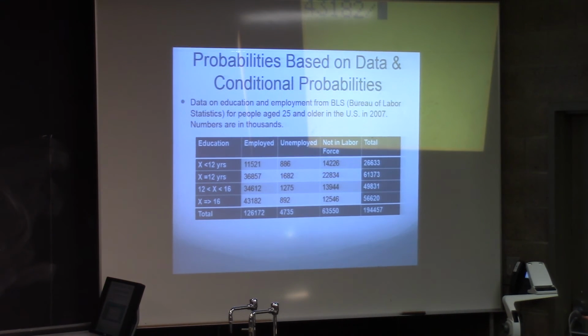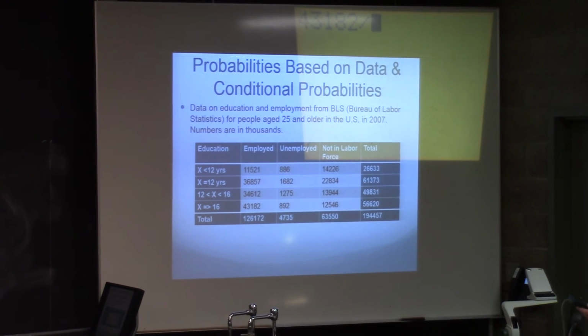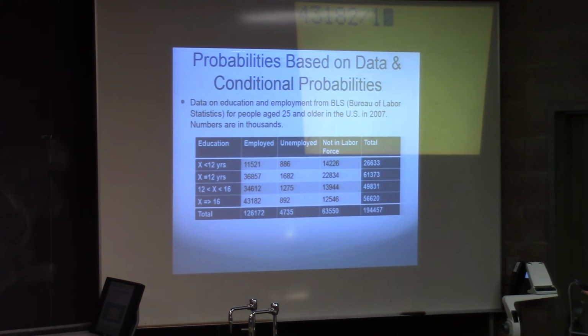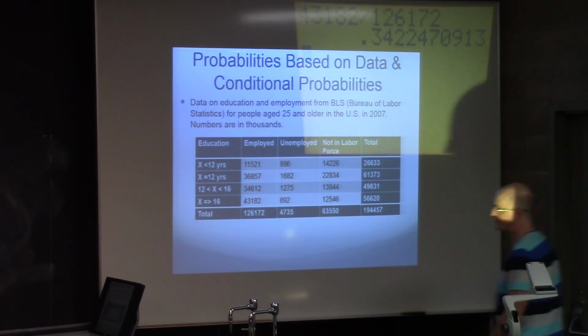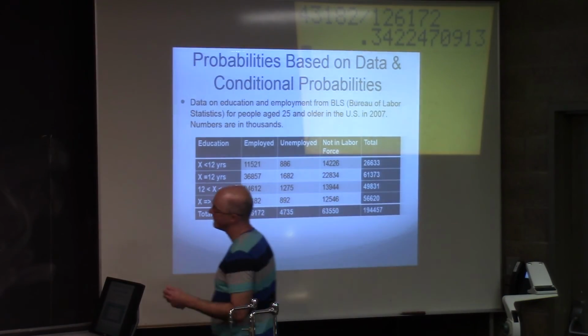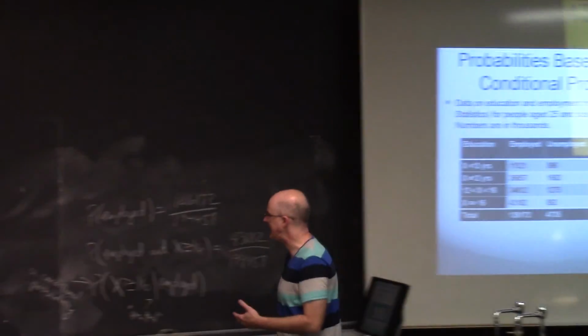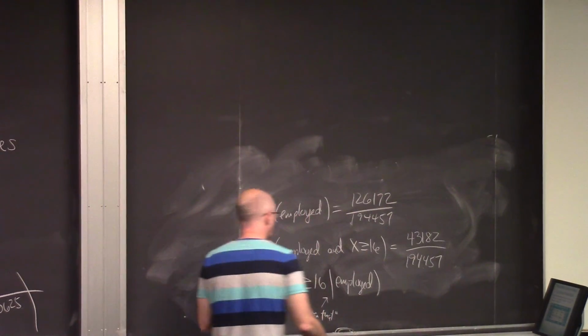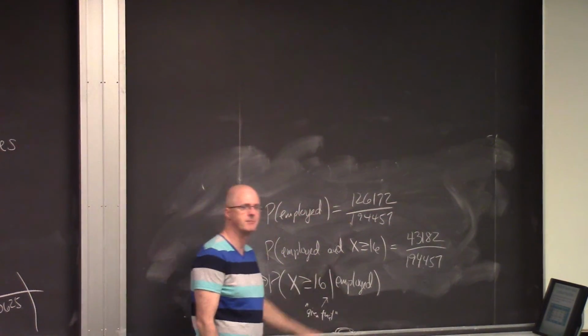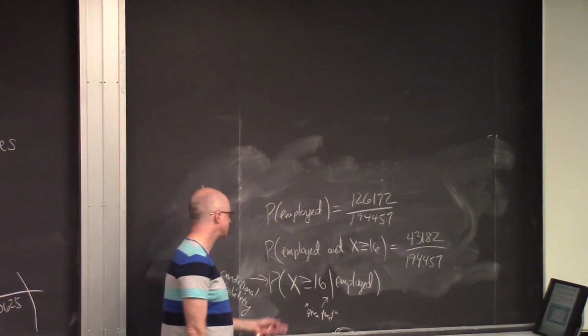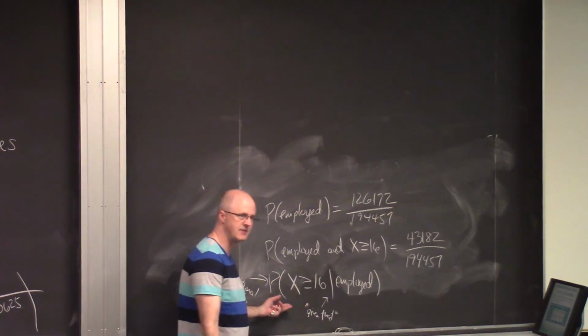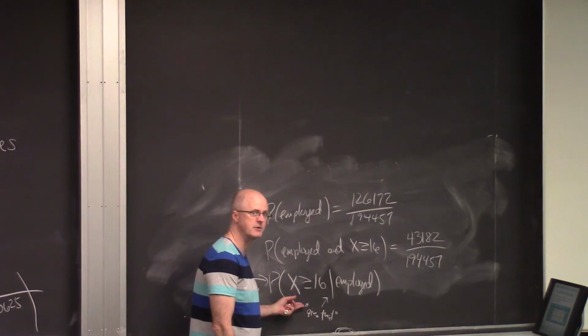43,182 divided by 126,172. About 34.2% instead of 22.2%. Okay, it's called a conditional probability. The idea is that you're looking at a smaller group. We're only looking at people who are known to be employed and asking what percent of them have completed 16 or more years of schooling.